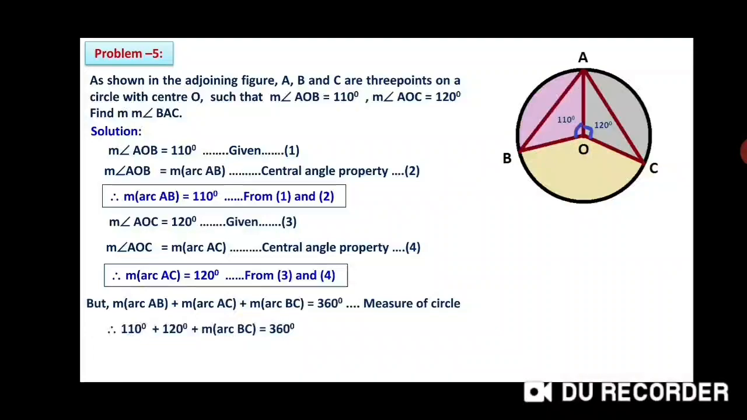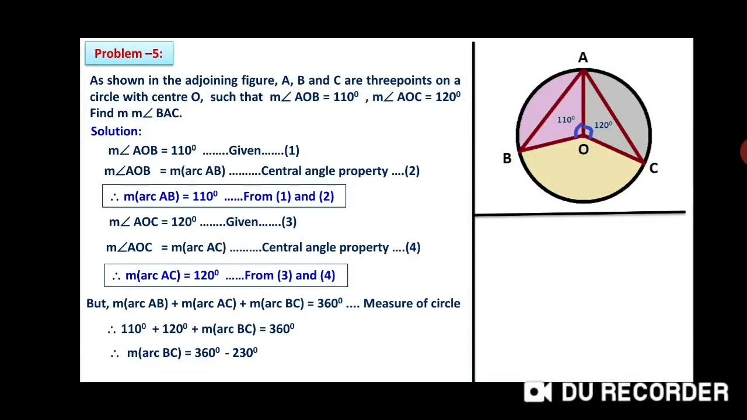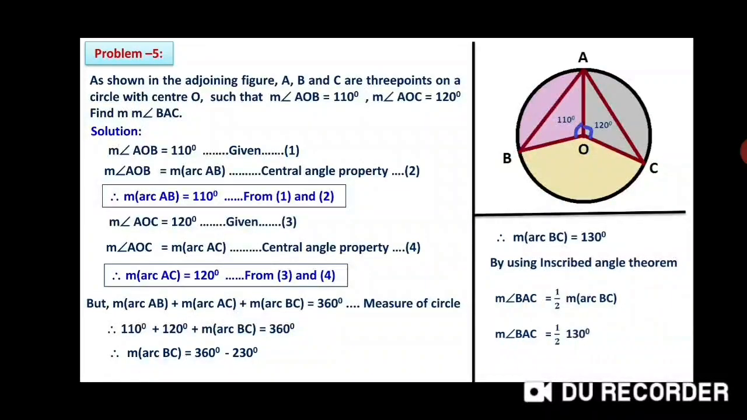Now substitute the values. Arc AB is 110, arc AC is 120, plus measurement of arc BC is equal to 360. So here 110 plus 120, that is 230. Therefore measurement of arc BC is equal to 360 minus 230. So after subtraction, measurement of arc BC is 130. But using the inscribed angle theorem, measurement of angle BAC is equal to half of measurement of arc BC. Therefore measurement of angle BAC is equal to half into 130. After simplification, you are getting measurement of angle BAC is equal to 65.